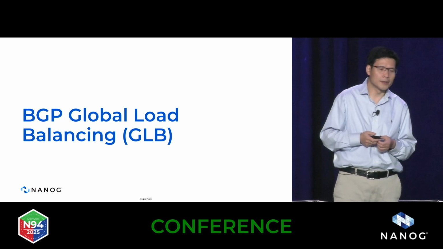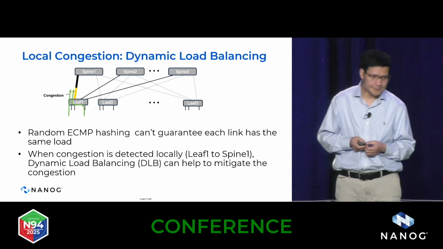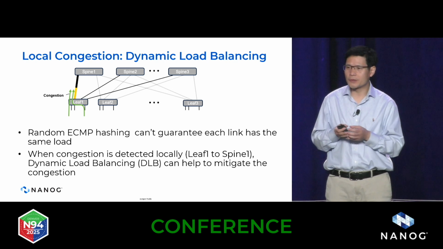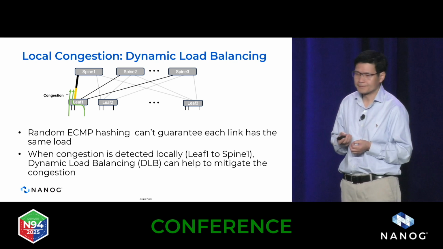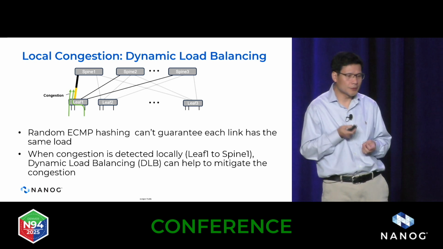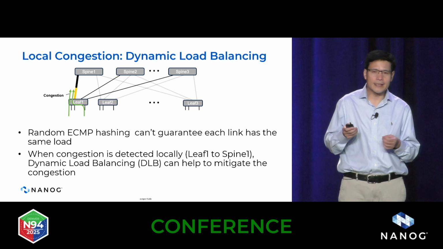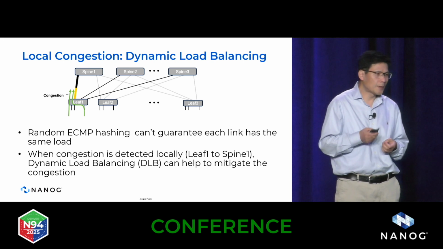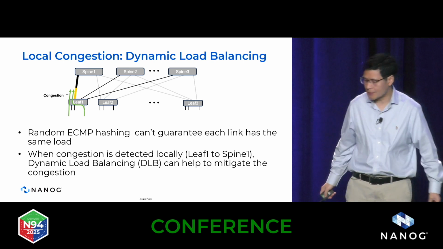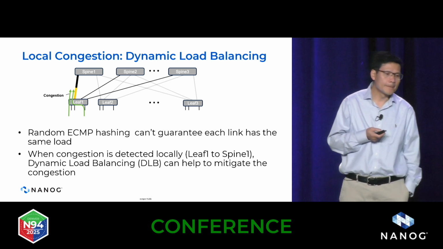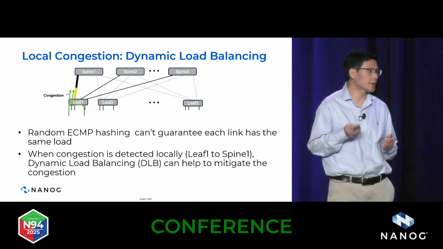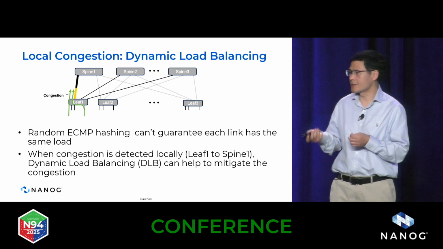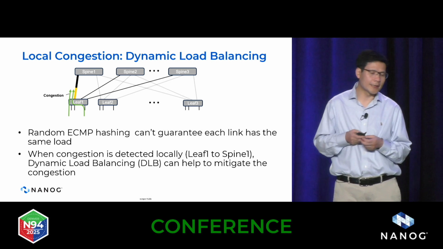First, let's look at BGP Global Load Balancing. As we know, random ECMP hashing usually cannot make sure all of the links have an equal load. In this example, let's say those two green flows from those GPU servers come to leaf 1 and merge onto the link from leaf 1 to spine 1. It is possible to create congestion on this link. In this case, because the link is local to leaf 1, leaf 1 can detect this congestion very quickly and use it as feedback to dynamically adjust its hashing. So that's why it's called dynamic load balancing.